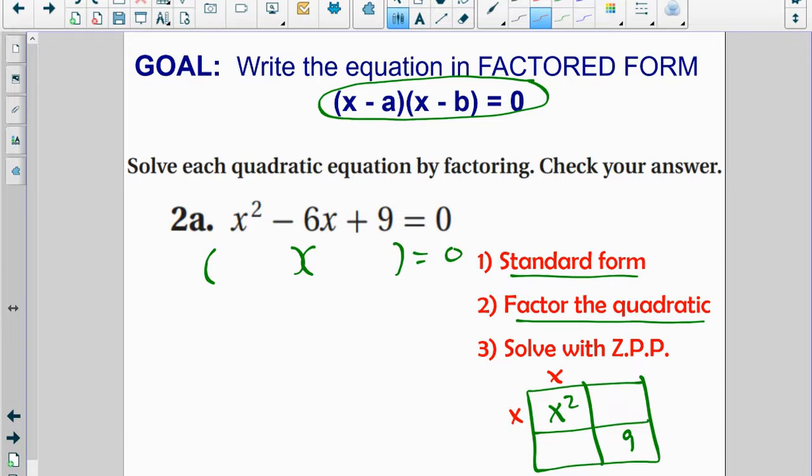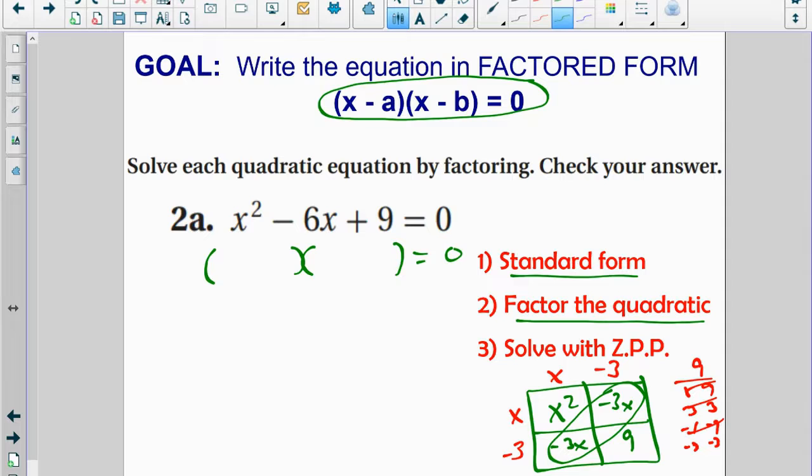So you can guess and check or use your combinations here. 1 times 9, 3 times 3, negative 1 times negative 9, negative 3 times negative 3. And again, we're trying to get it to add up to that number. Well, let's see. It's got to be two negative numbers to add up to negative 6 in this case. Looks like it's going to be negative 3 and negative 3. So do minus 3, that multiplies up to 9. And just double check the rest. It's negative 3 times x, negative 3 times x, adds up to negative 6x.